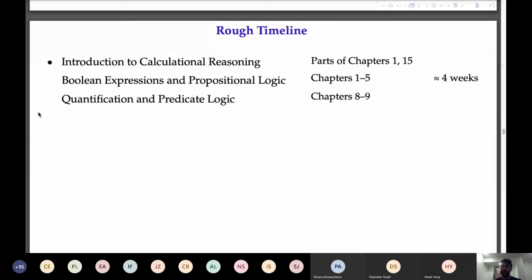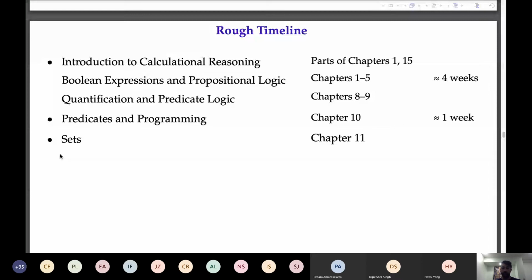Then we'll get to predicates and programming, right? So a predicate again is a proposition about a variable. So it's like a program with input. All right, so we'll get to that. We'll get to sets. So sets are just collections of things, right? You can combine collections in certain ways to make new collections. So sets are pretty fundamental. And we'll relate sets to being another way to see predicates. That's really what they are. They're just a different way to see predicates.